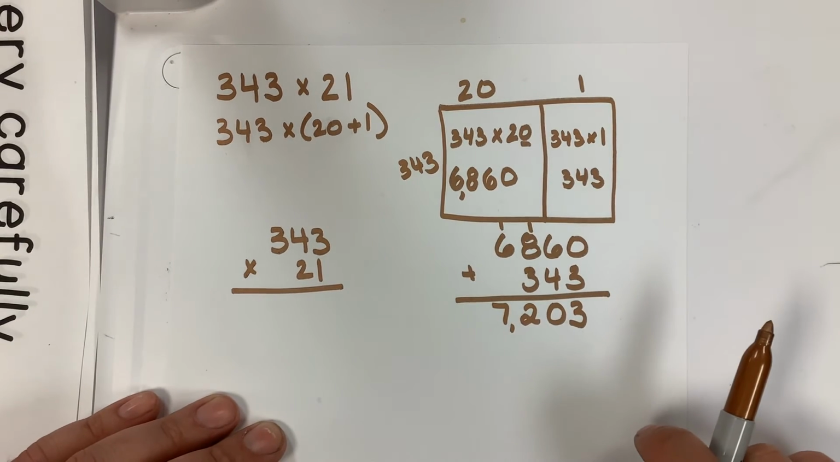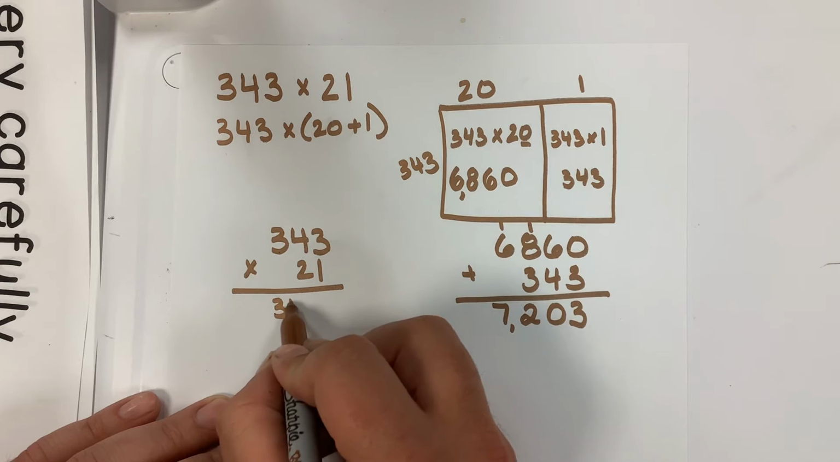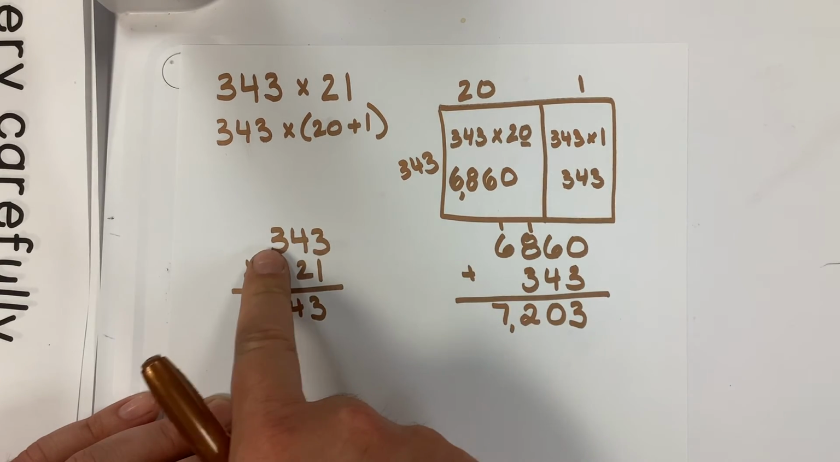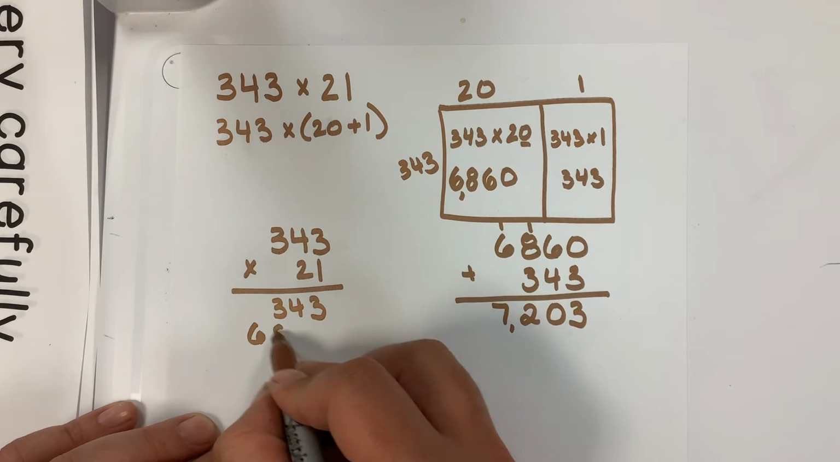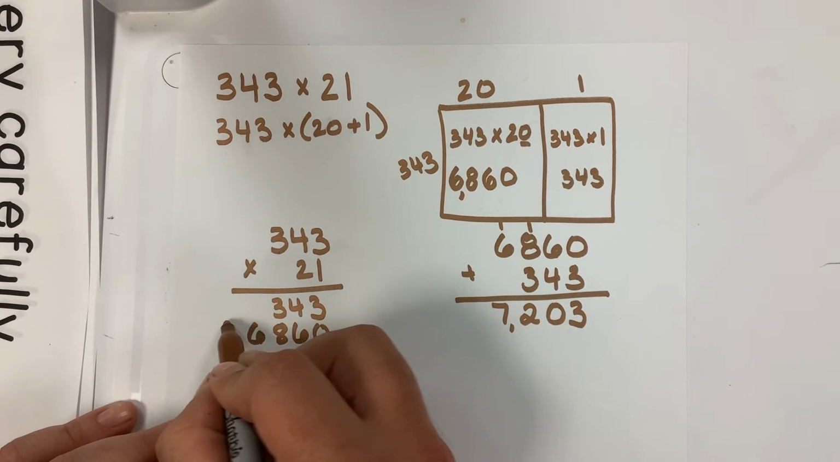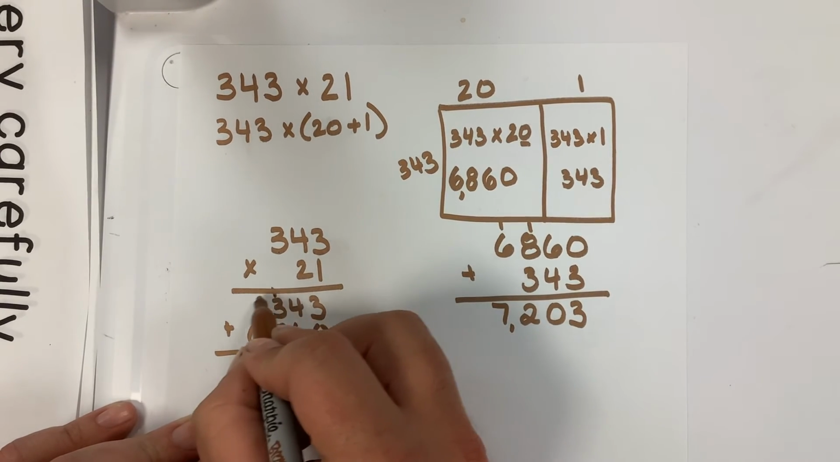In 343 times 1 would give me 343. 343 times 20 gives me the 6,860. And I add together, which gives me 7,203.